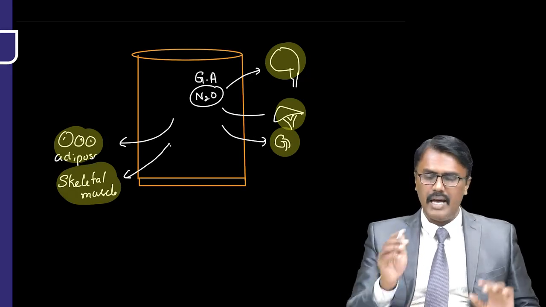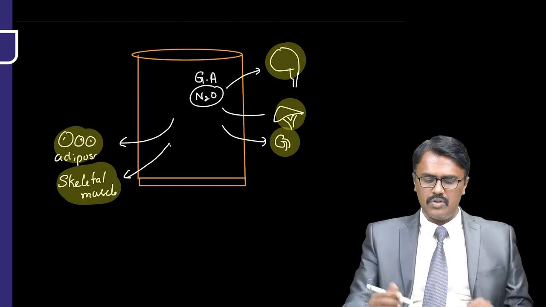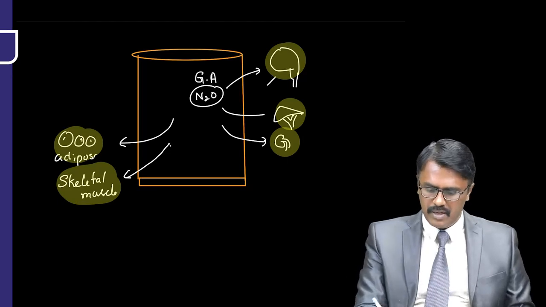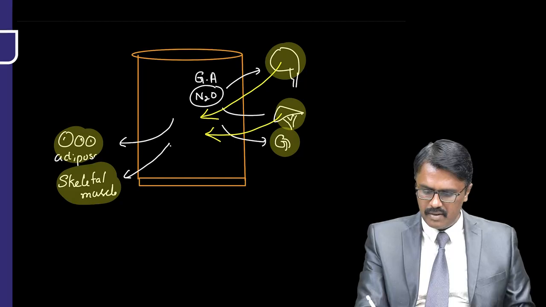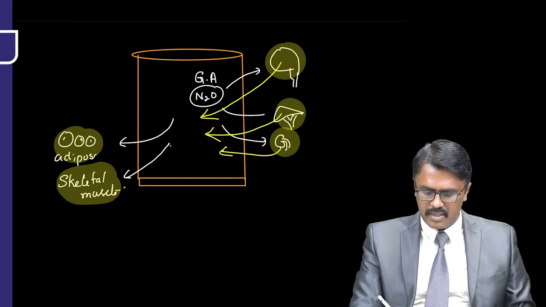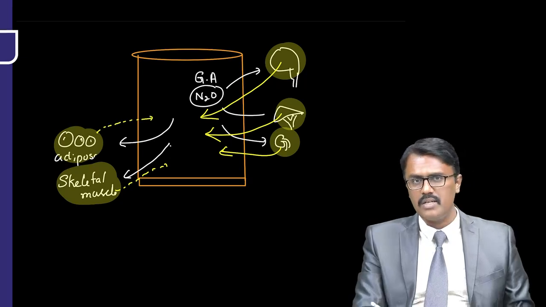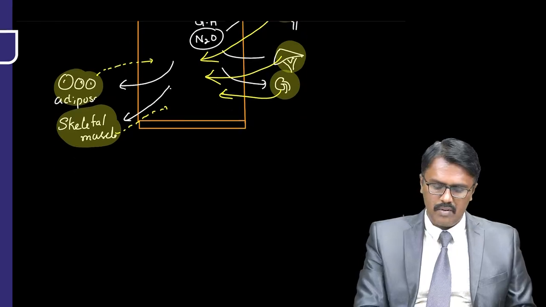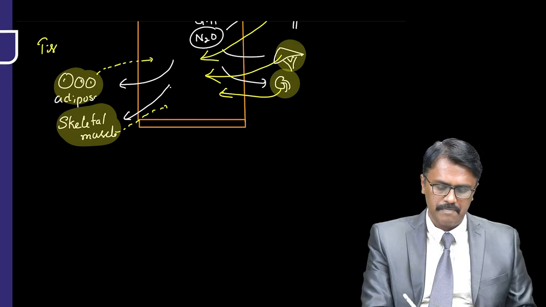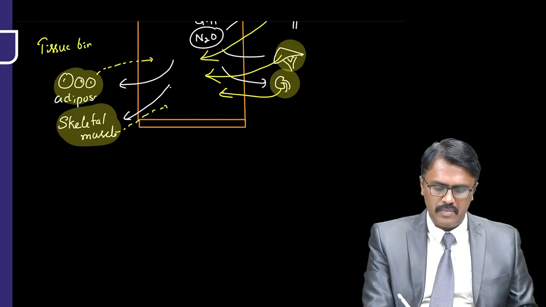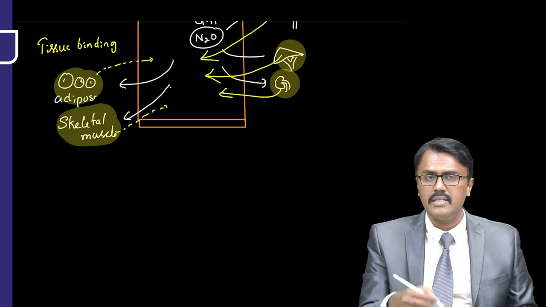Now once the action is over, the drugs have to come back. They have to come back from the brain, liver, kidney again. From skeletal muscle it takes time. From the adipose tissue it takes time because the blood flow is less, so it will not go out. Now remember, if it stays in the adipose tissue, this is called tissue binding. If it is binding to tissues like adipose tissue, it takes time.